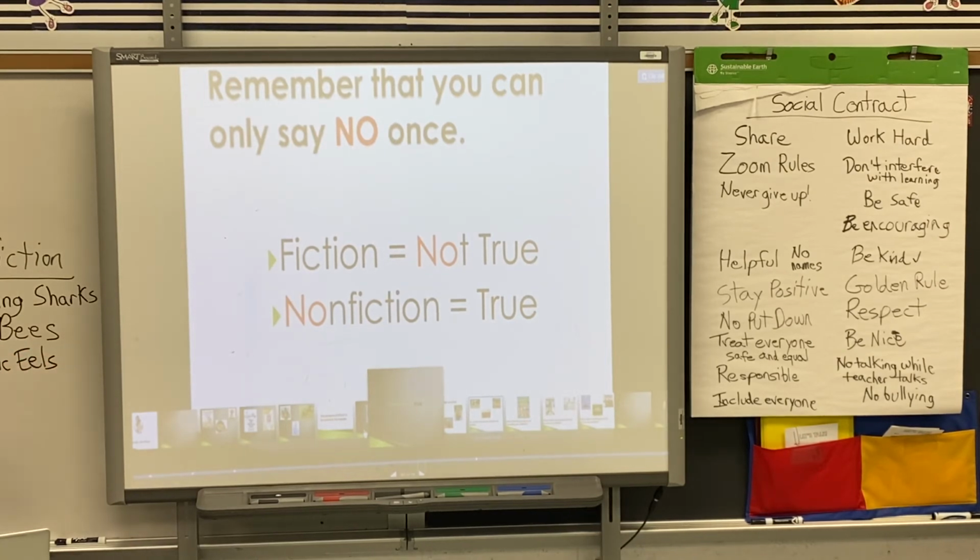Cat in the Hat. Fiction or nonfiction? Fiction. How do you know? Because the Cat in the Hat talks. All right, Cat in the Hat. Yep, I love that story. That story's cool. Elijah, Landon, and CJ, your last three.